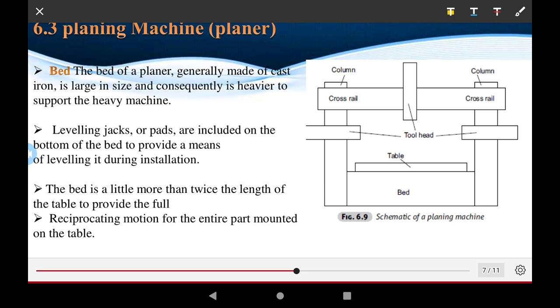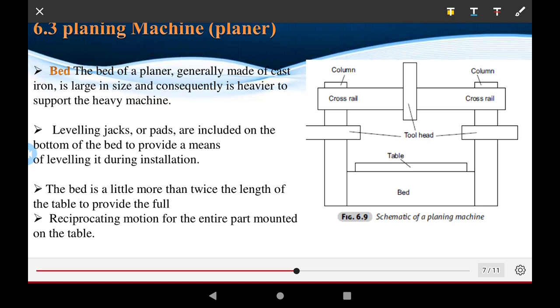Work is also for holding the other device. The bottom, this is the bed, is the very strong part of the machine. It is made of cast iron. The bed of the planer is generally made of cast iron. The bed is also made of cast iron material and is large in size, however, it is consistent support for the heavy machine.